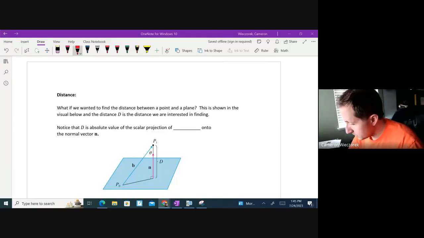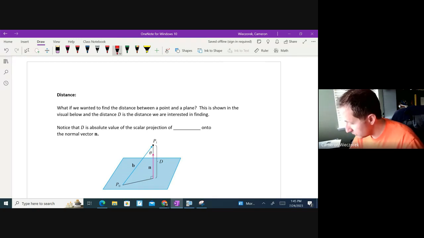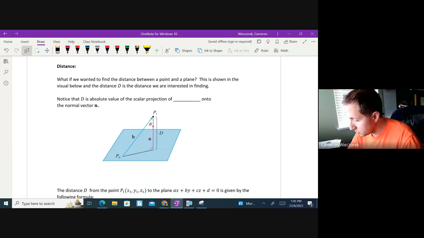All right, so this is the last part of section 12.5, and we are going to be looking at how to measure the distance from a point to a plane, and also how to look at the distance between two parallel planes. So let's take a look. Let's start with measuring the distance from a point to a plane.